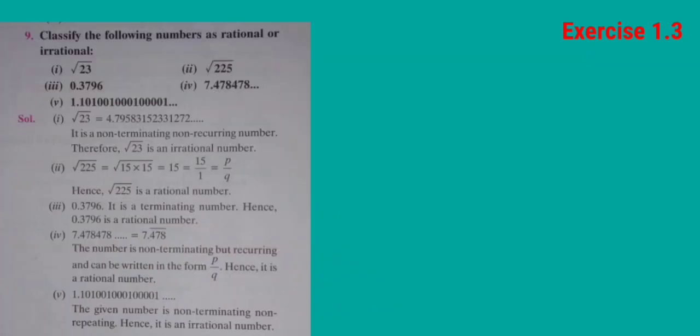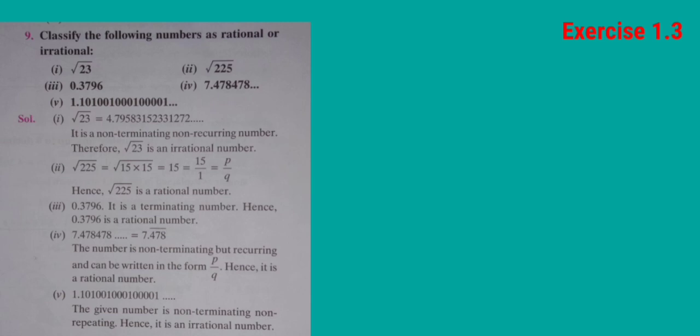Question number 9 is saying, classify the following numbers as rational or irrational. Part first is root 23. If we find the decimal expansion of root 23, it will come as non-terminating, non-repeating, so it is an irrational number. Second part, root 225. 225 is the square of 15. It means from the square root, 15 will come outside, and 15 means 15 upon 1, so it is a rational number. Third part, 8.37%. 8.37% means if we remove the percentage sign, 100 will come in the denominator, and then we can write it as a terminating decimal expansion. So this is a rational number.